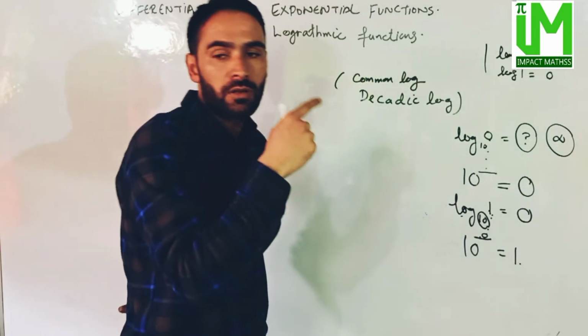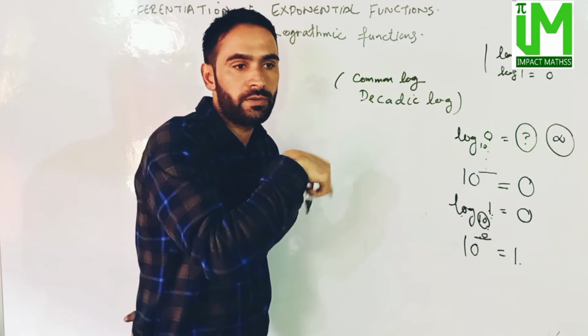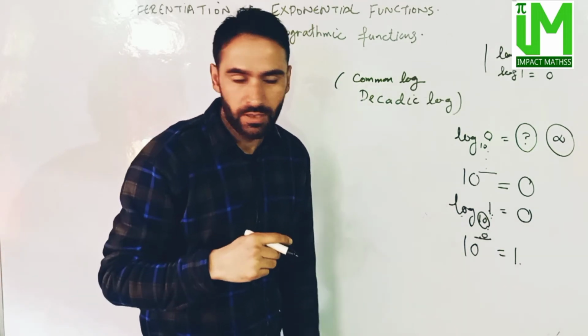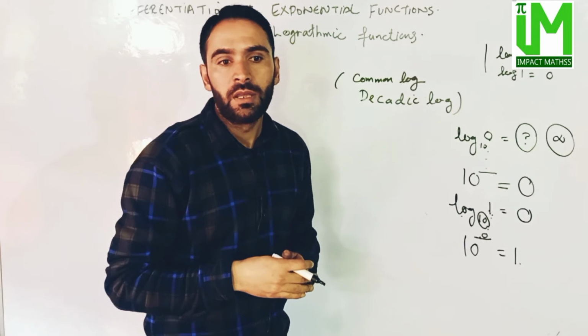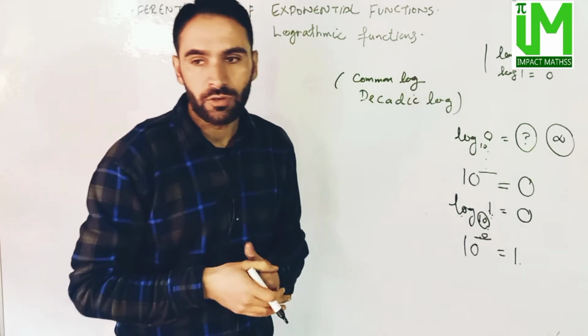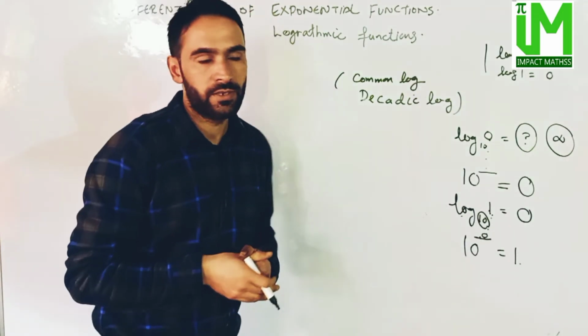Log 2, log 3, log 4 values can be computed, okay. And note that log of negative numbers does not exist. The logarithmic notation for negative numbers does not exist.